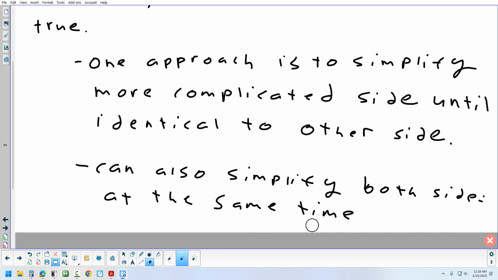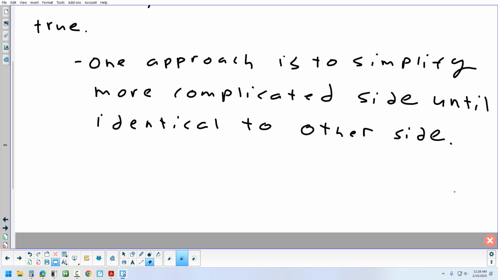And there's other approaches, which I'm not going to get into, but that's how I'm going to do it with you guys. So one approach, simplify the complicated side until it turns into the simple side.